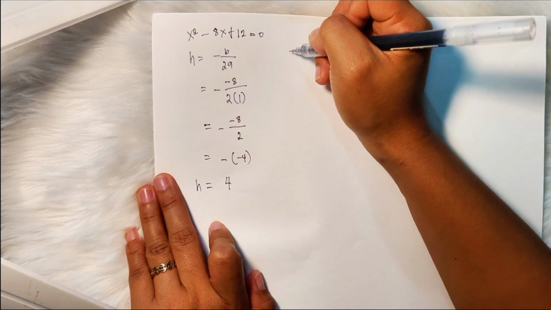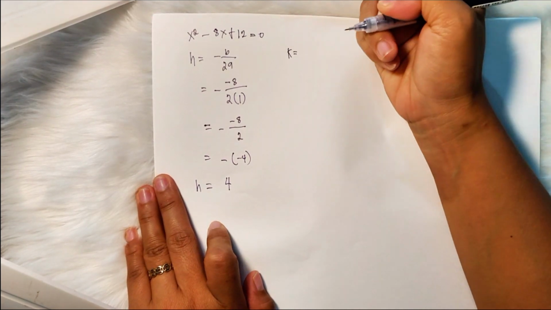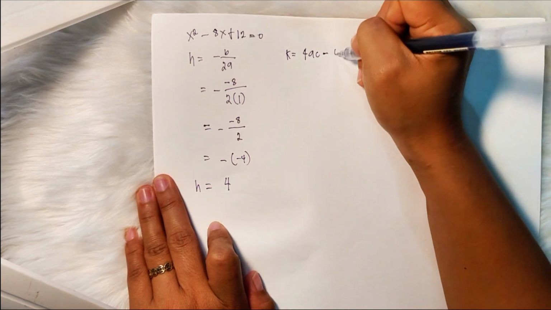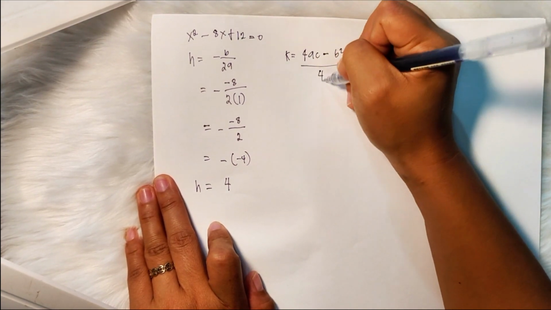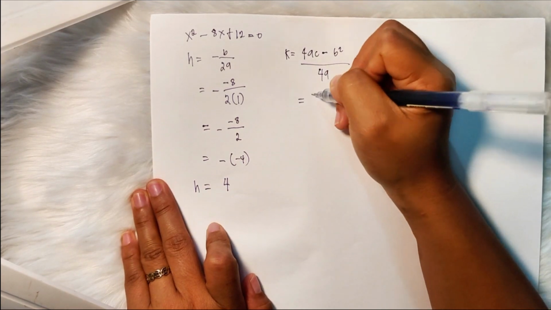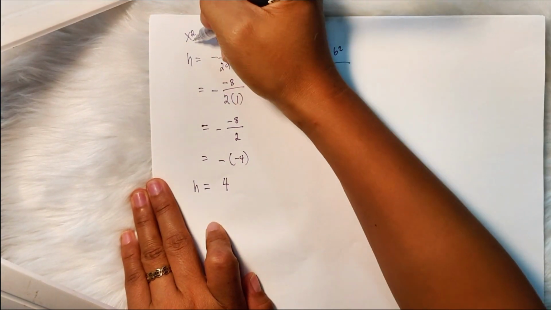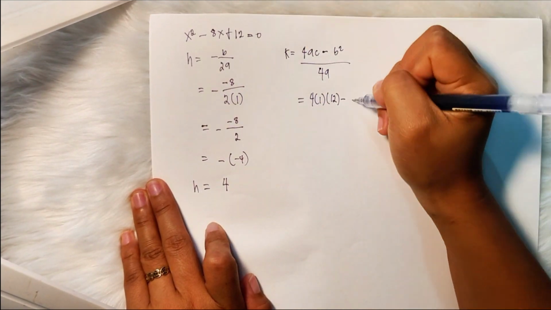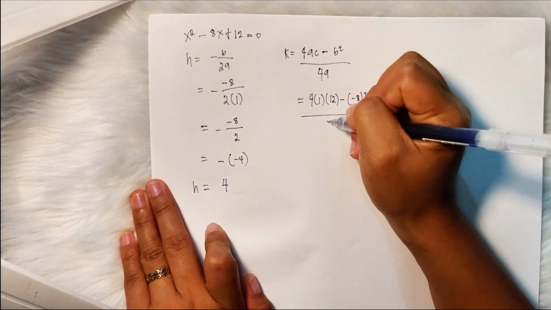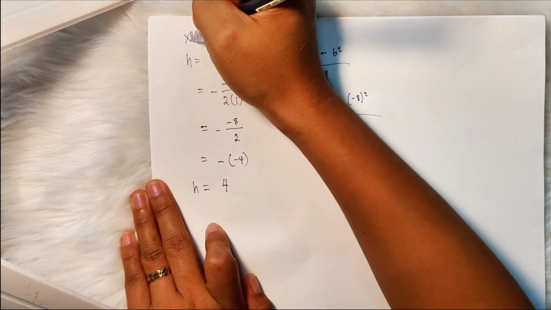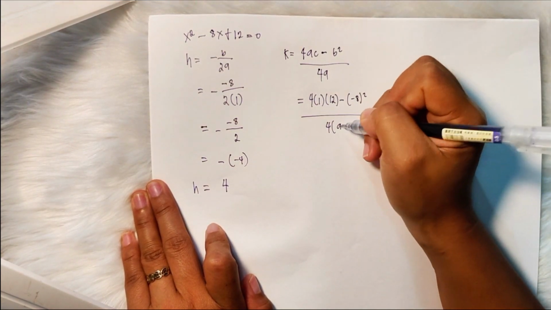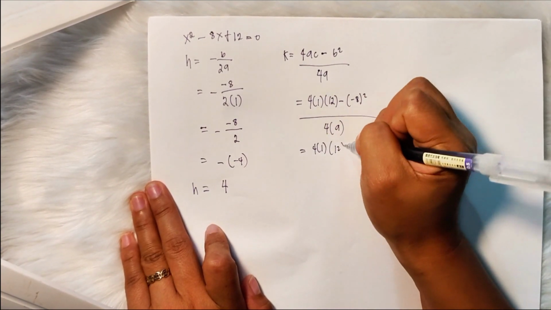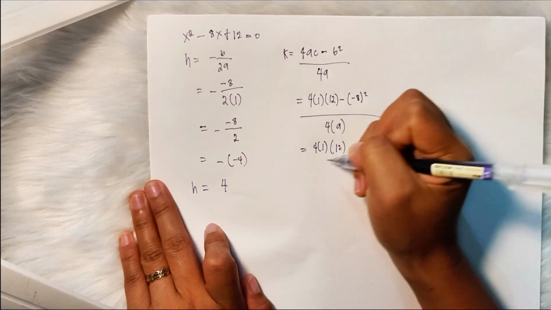Next, let's try naman the k to complete the vertex form. So we have 4 times a times c minus b squared, divided by 4 times a. So we have 4 times 1 times 12, our a is 1 and our c is 12, minus b, which is negative 8, squared, over 4 times a. Our a here is 1. So 4 times 1 times 12 minus negative 8 squared.